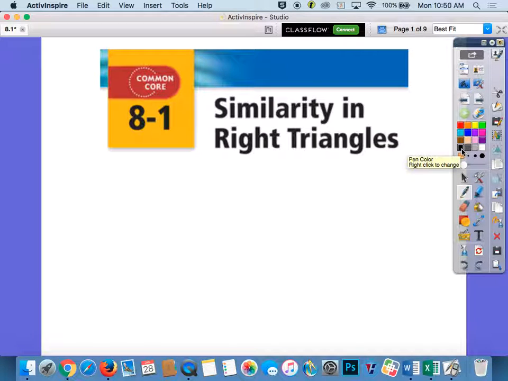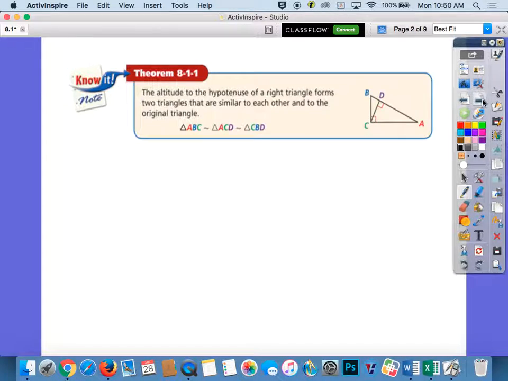Alright guys, so today we're going to talk about similarity in right triangles. We're going to piggyback on the proportions that we have dealt with in the past dealing with similarity. The first thing we're going to do is examine one right triangle that has an altitude. With that altitude, it's creating three triangles that are similar to one another.